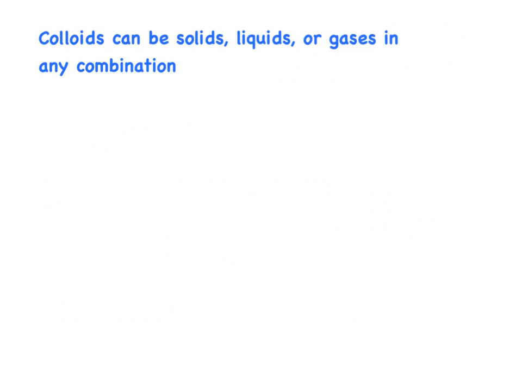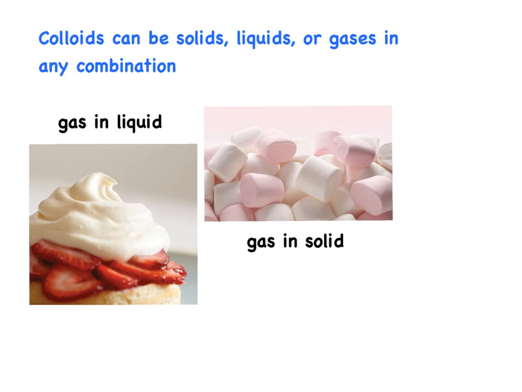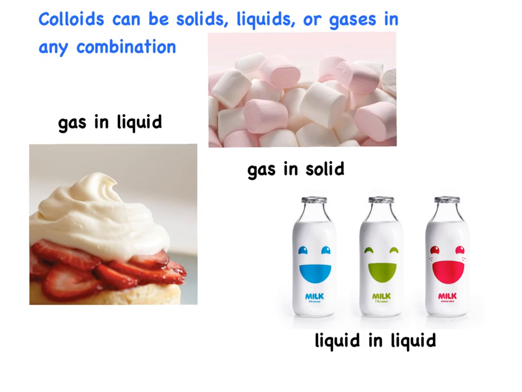They can be solids, liquids, or gases in any combination with each other. Whipped cream is an example of a colloid that is a gas in a liquid. Marshmallows are a gas dispersed in a solid. Milk is a liquid in a liquid, or an emulsion.